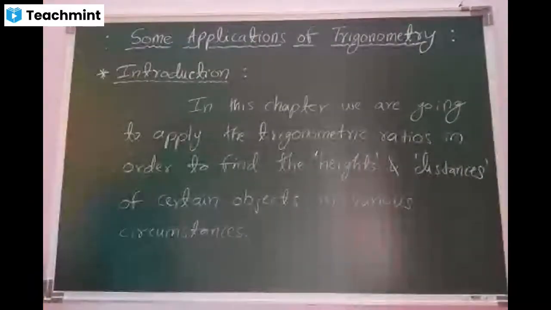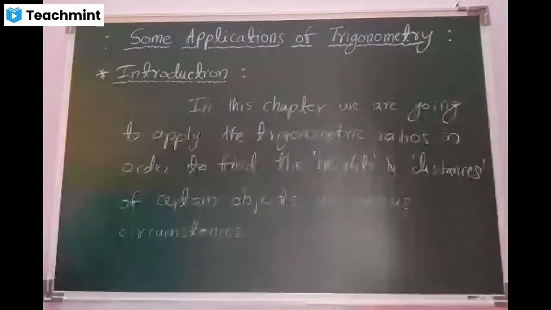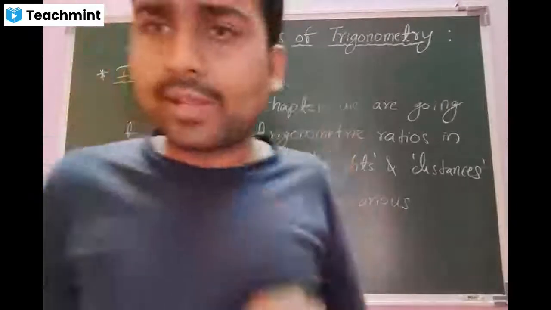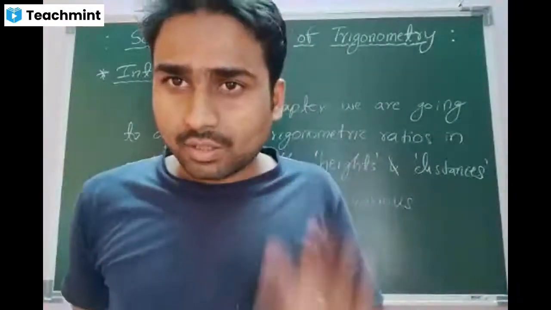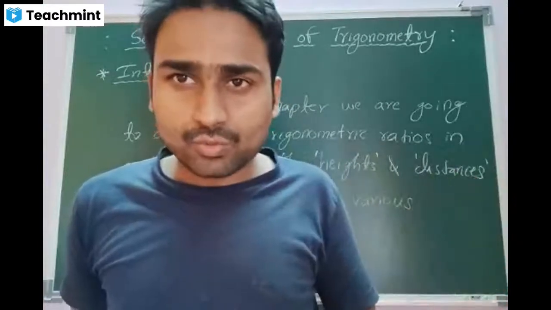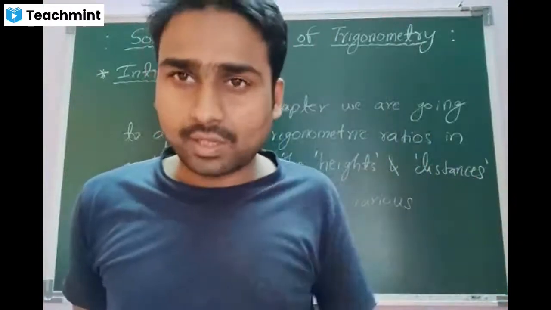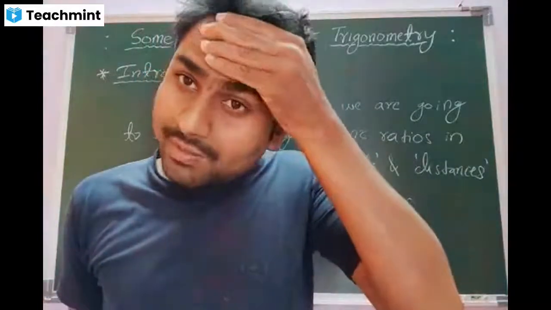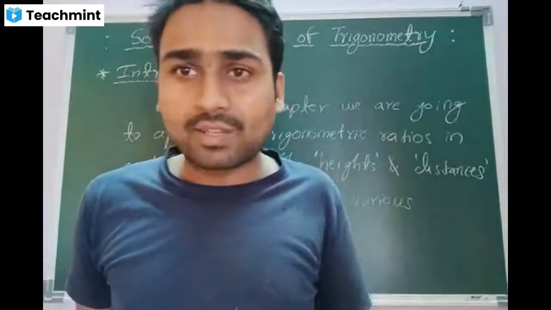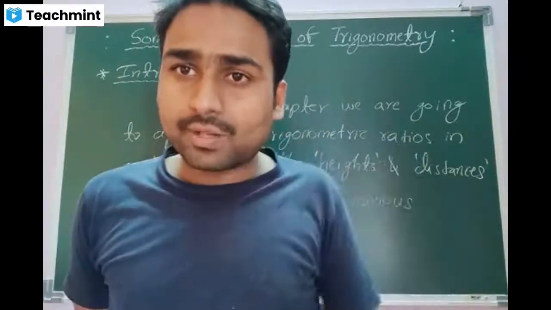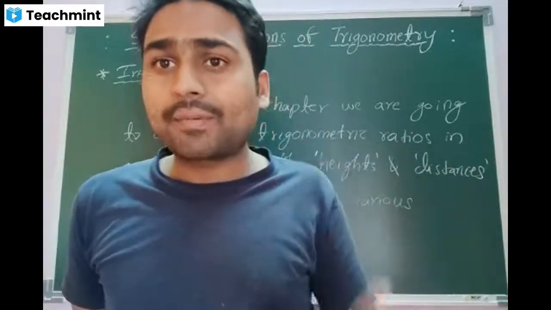Introduction. In this chapter, we are going to apply the trigonometric ratios in order to find the heights and distances of certain objects in various circumstances. Very good, beta. I have given two examples. One, the height of a building, such as Qutub Minar. There, we can apply the trigonometric ratios and get the height very easily. The second example, one person standing on one bank of the river, looking at the tree present on the other bank of the river. The distance between the two objects can be found using the trigonometric ratios.